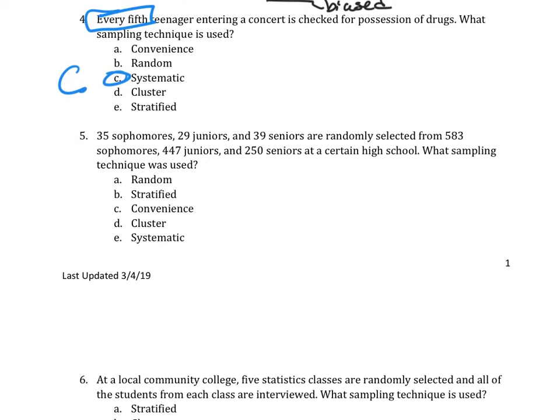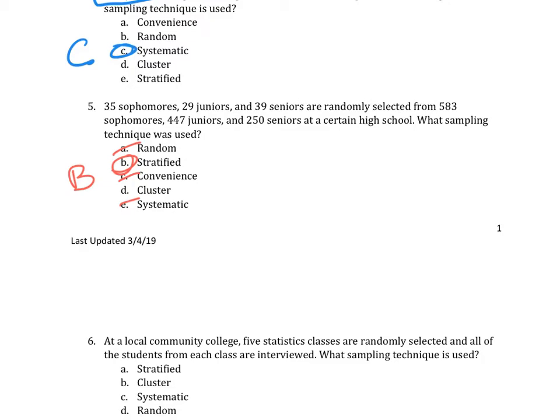Number 5, 35 sophomores, 29 juniors, and 39 seniors are randomly selected from 583 sophomores, 447 juniors, and 250 seniors at a certain high school. What sampling is this? So here they took some people from each group. First they divided into groups by grade, sophomores, juniors, and seniors. So the two that divide into groups are stratified and cluster. So we've narrowed it down to those. And then since we took some from each group, that is stratified, which would be letter B. Cluster would be if we randomly chose entire grades, like we randomly took all the juniors and all the seniors.